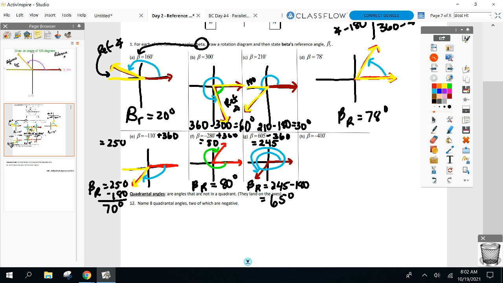And the final one for reference angles anyway, negative 410. What do you want to do? Add 360. That gives negative 50. Keep adding 360. Before you keep yelling at me, negative 50, I don't like the negatives. Yep, keep adding 360. So I am going to end up graphing 290.